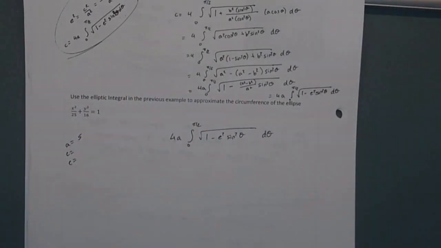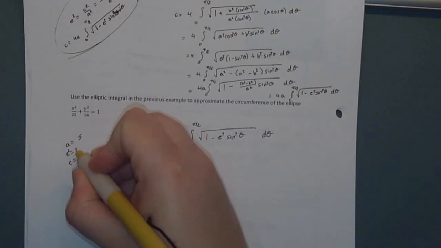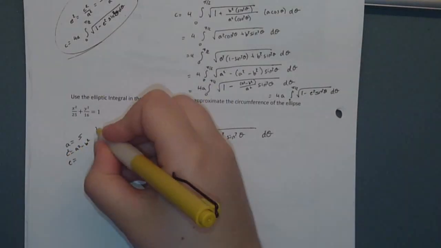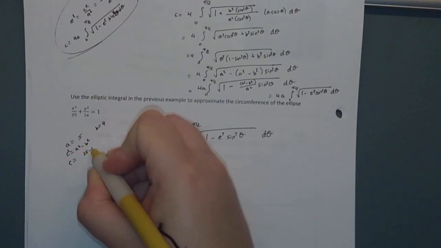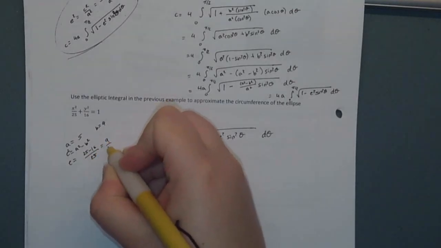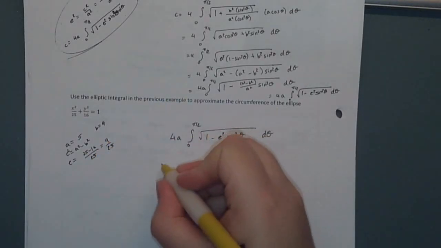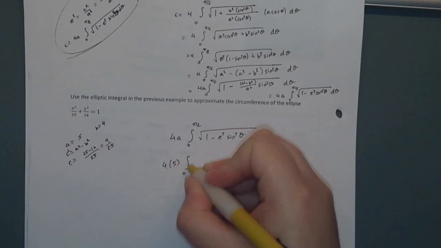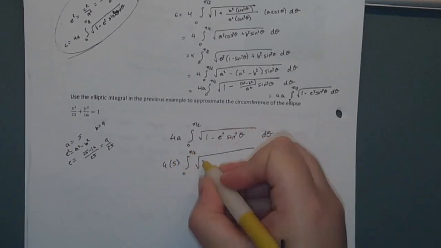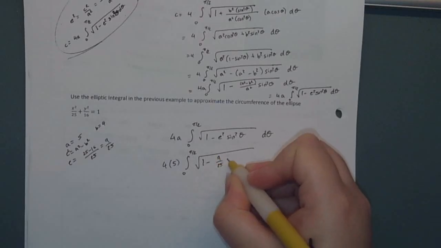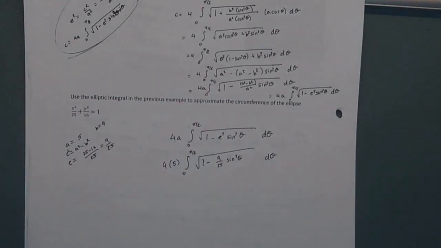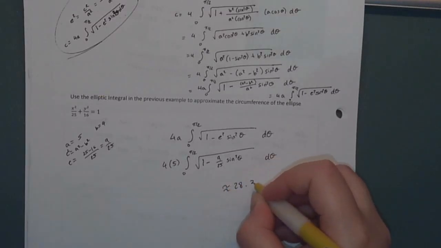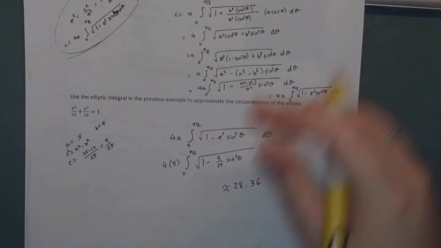And then c squared is a squared minus b squared, so b is 4. So for e squared, we get 25 minus 16 over 25, or 9 over 25. So if we plug all of this into our integral, we have 4 times 5 times the integral from 0 to pi over 2 of the square root of 1 minus 9 over 25 sine squared theta. And if we approximate that using a calculator, we end up with 28.36. And that is it.